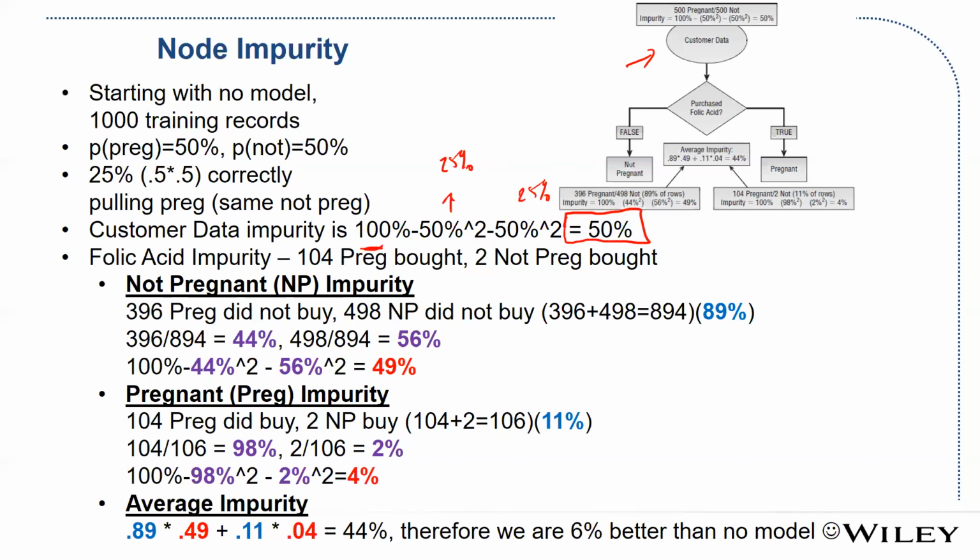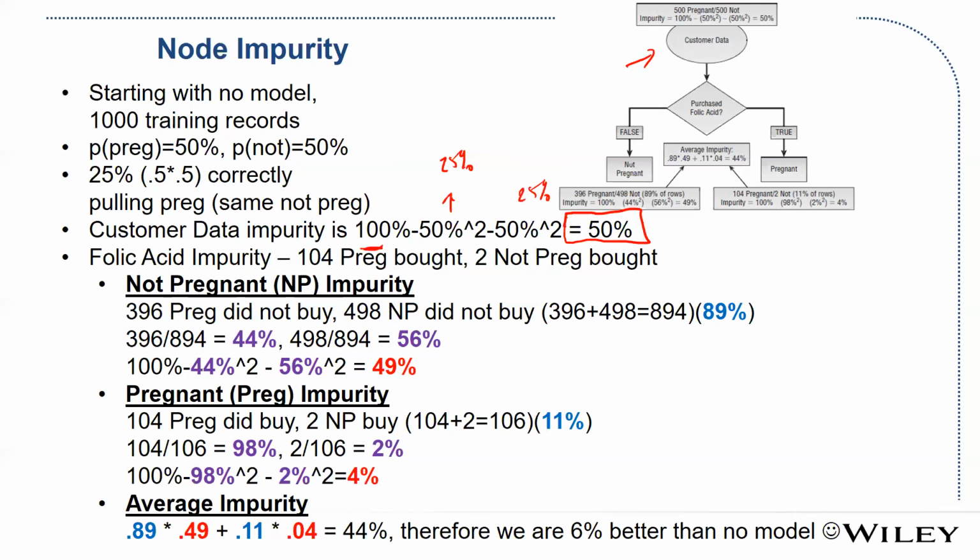We said we started out with 500 pregnant, 500 not pregnant. You'd expect to get 50%. But now what we're going to do is show how that folic acid, by doing this simple weak learner model, that 50% is going to improve to 45% node impurity, which means that 56% of the time we're going to get it right versus 50%. So we get essentially a 6% improvement.